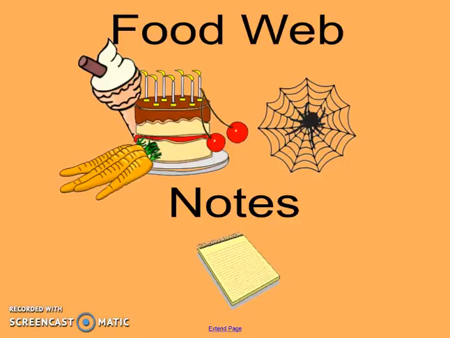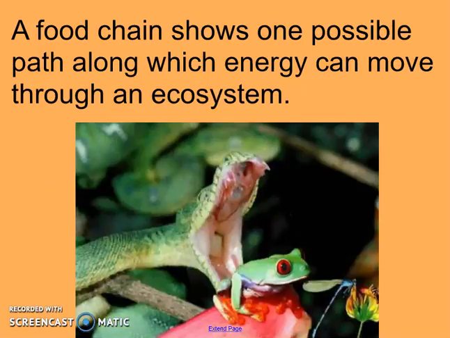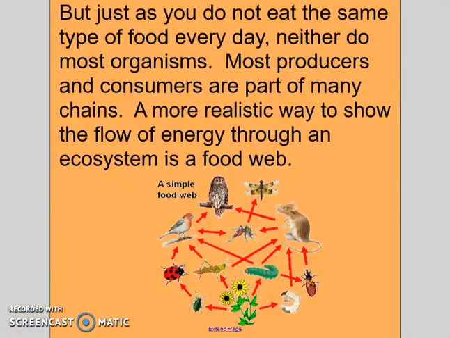Hello, today we're going to continue after food chains to expand into food web notes. So a food chain, again, shows one possible path which energy can move through an ecosystem. But just like us, we don't eat the same food for every meal every single day, neither do most organisms. So those producers and consumers are going to be part of many chains.